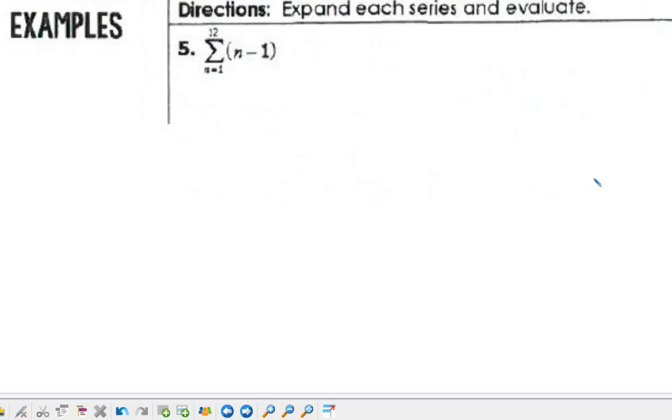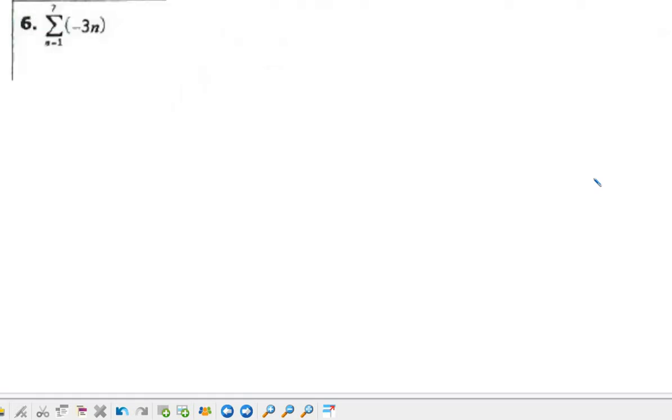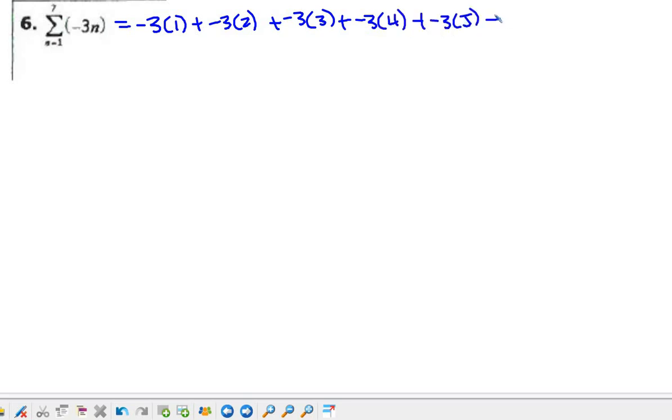Okay. So expand each series and evaluate. So 1 to 12, that's a little much to start off with. So let's just go to number 6. 1 to 7, much more reasonable. So we have -3 times 1 plus -3 times 2 plus -3 times 3, all the way up to -3 times 7. So that's how I expand. And then we can evaluate.